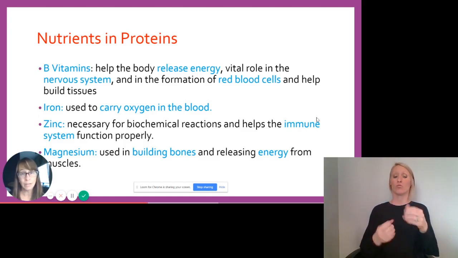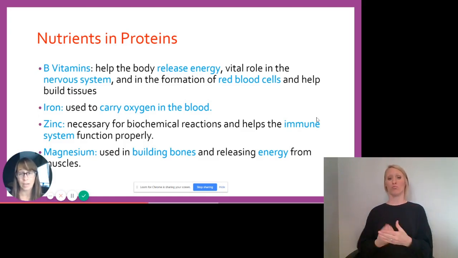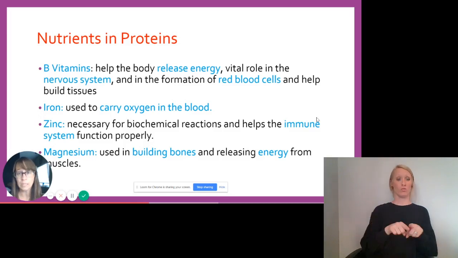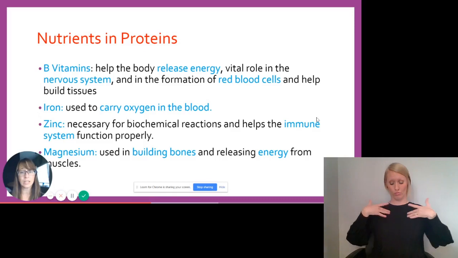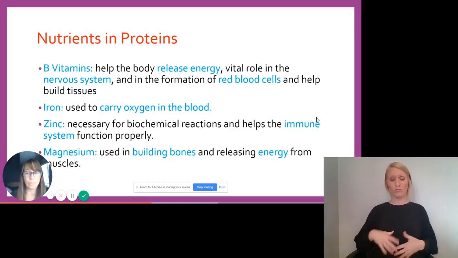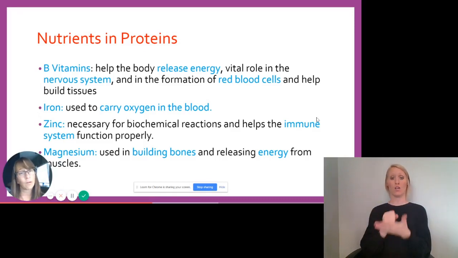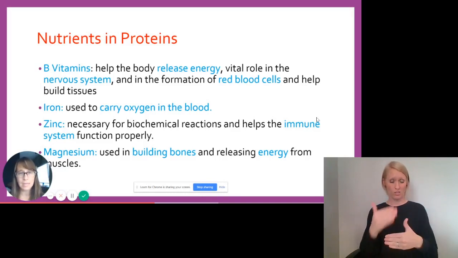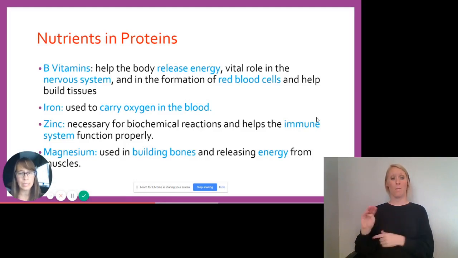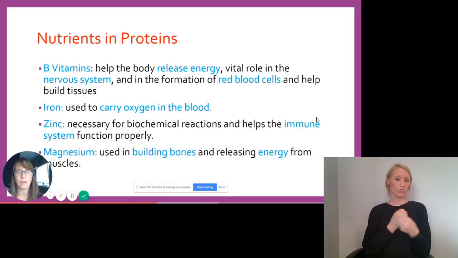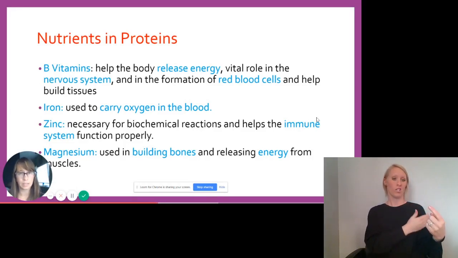We also need iron, and proteins contain a lot of iron, especially our animal-based proteins, and that's used to carry oxygen through our blood. Zinc, which is necessary for biochemical reactions and helps the immune system function properly. Right now, it's really important that we're all having healthy immune systems, right? So getting plenty of zinc helps there. And then magnesium is used in building bones and releasing energy from your muscles. So proteins are filled with a lot of vitamins and minerals that go into a lot of body processes and functions.